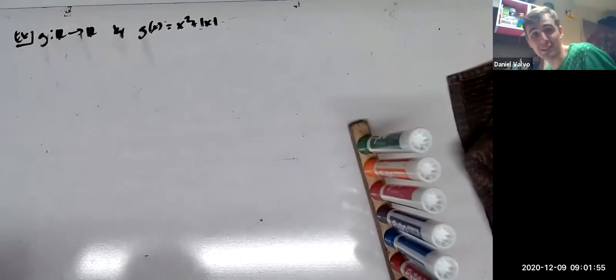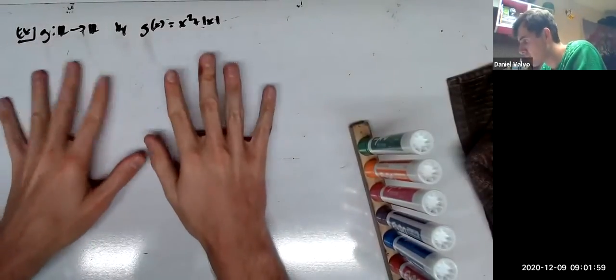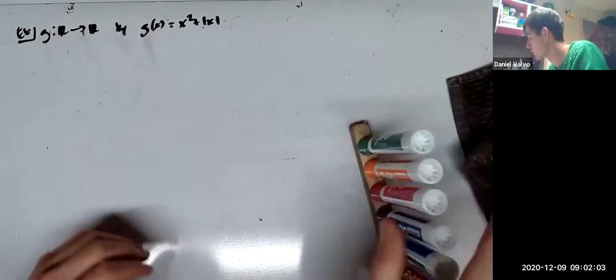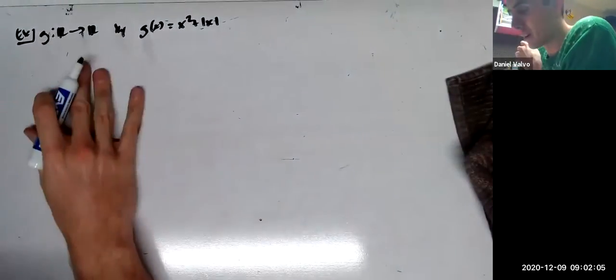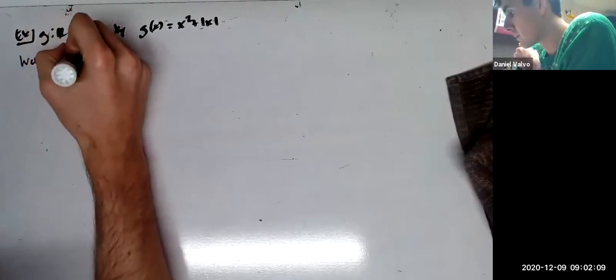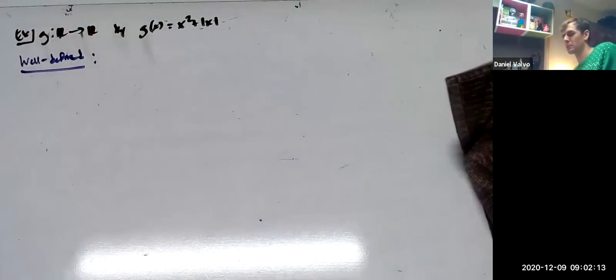I hope you plan on writing that down and mulling this over. So this is our function now. Again, we're going to try to decide if it's well-defined, one-to-one, or onto, or and or, you know what I'm saying. So let's do well-defined first. Is this function going to be well-defined?